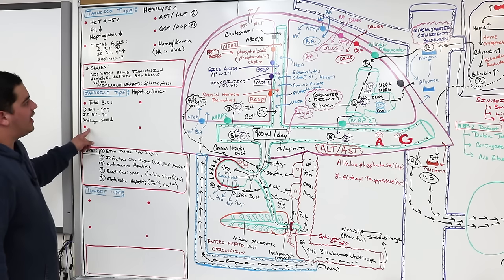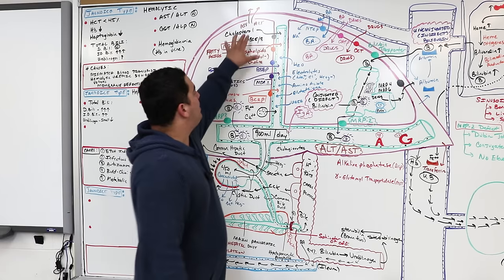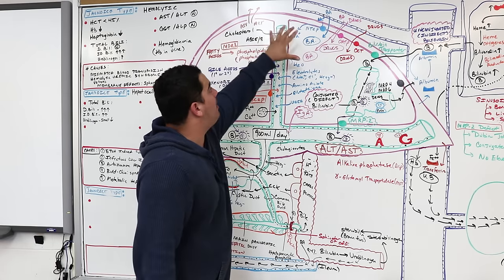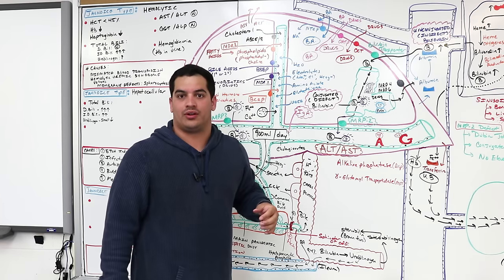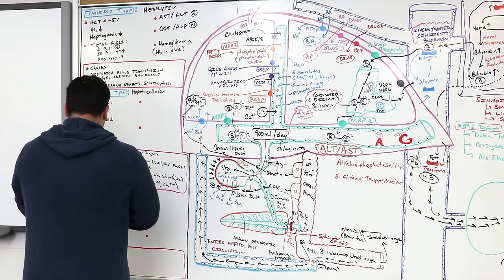Okay, now let's go to the next thing. Let's go back to these liver enzymes. We're assuming that there is liver damage now. So the cells are being damaged, their cell membranes are becoming leaky, and it's leaking these enzymes out into the actual circulation. So what are you gonna expect the AST and ALT levels to be? We're gonna expect these guys to be elevated.